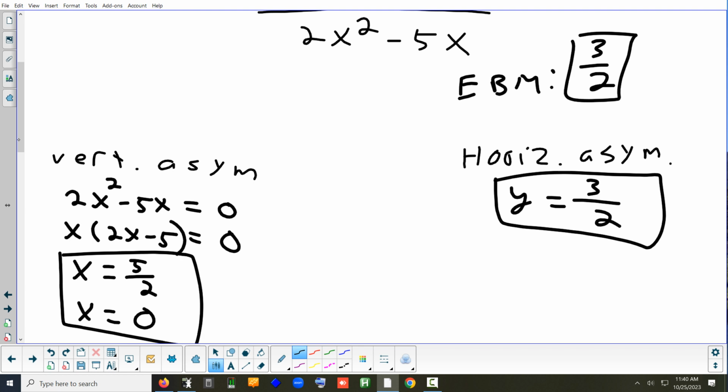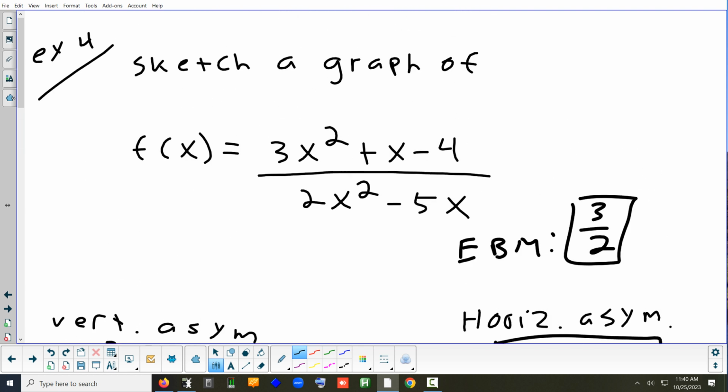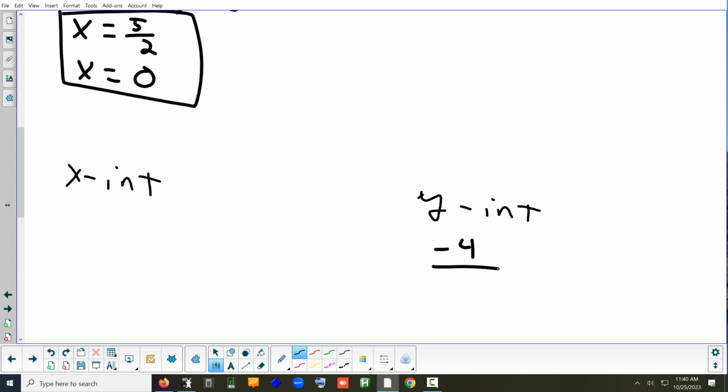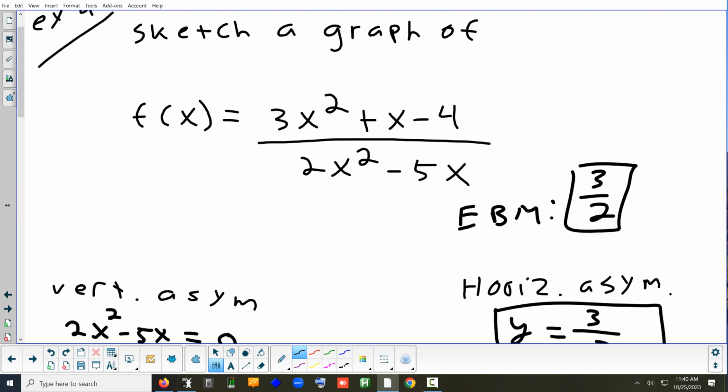We got an EBM. I'm not going to bother with the x-intercept, because I don't want to set this numerator equal to 0. I mean, maybe it's factorable. I don't even care. But I do want to find the y-intercept. If you plug in 0 for x, what do you get in the top? -4. And what if you plug in 0 in the bottom? 3x squared plus x squared. Bottom. 0.